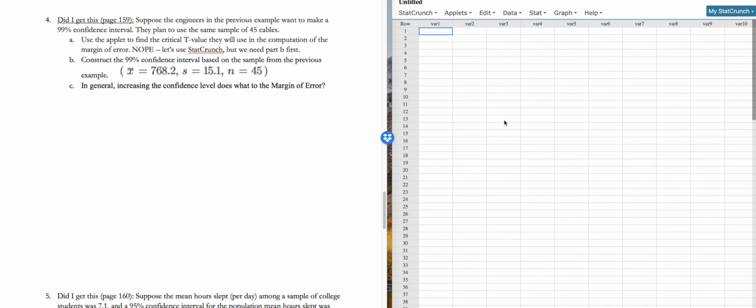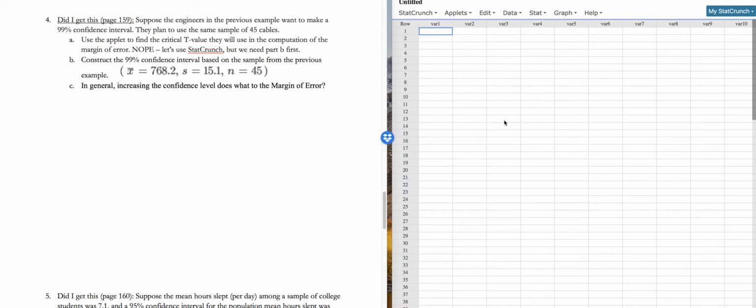Okay, moving on in OLI Mod 24, we are on to question number 4 that goes along with it. Did I get this question on page 159? It says, suppose the engineers in the previous example want to make a 99% confidence interval. Now, I haven't looked at that previous example here, but it doesn't matter. This is fine. They plan to use the same sample of 45 cables.